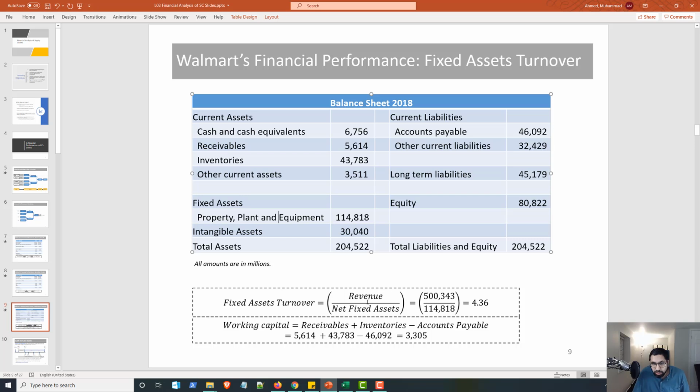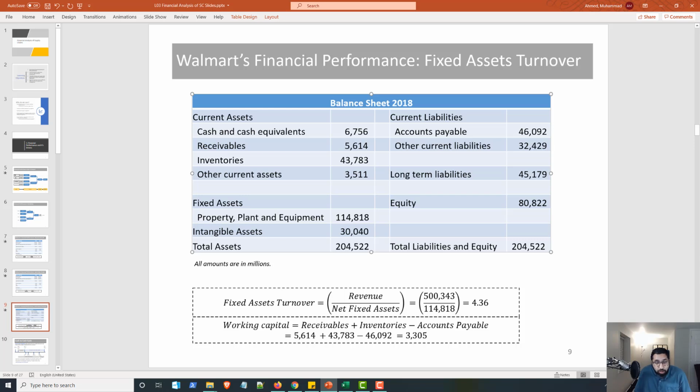And we divide the two. Here we do not multiply by 100. It's just a division, and we get 4.36, which means for every dollar that Walmart invests in stores, warehouses, equipment, that sort of stuff, for every dollar of investment Walmart has made in such fixed assets, Walmart is able to generate $4.3 of sales every year from those fixed assets.